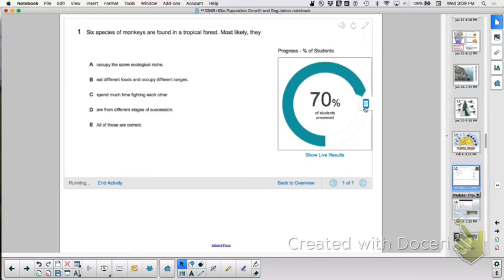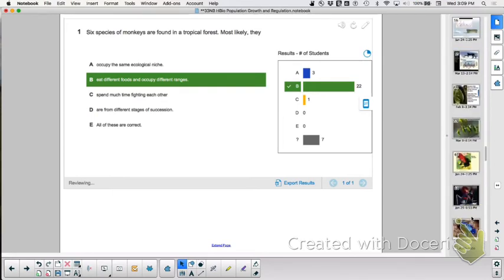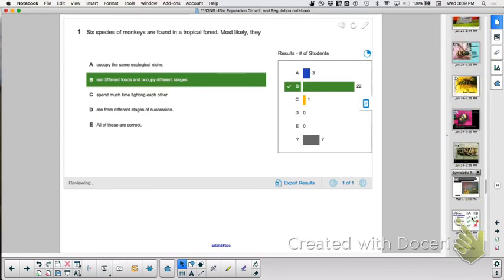I think we talked about this in our review too. Okay, just 4 of you struggled on that. What says they can't occupy the same ecological niche? Competitive exclusion principle. Do they want to spend time fighting? No. They want to eat, have sex, and sleep. Okay, they do not want to fight. We went over that multiple times today. You are worrying me.